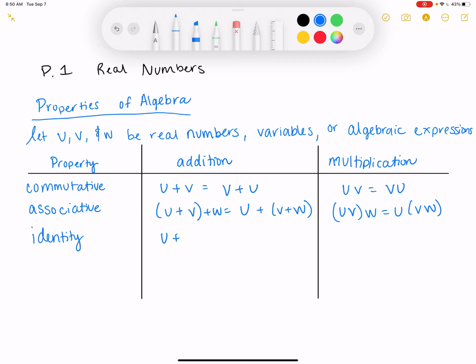So U plus 0 is equal to U, and U times 1 is equal to U. Garrett had to be like, wait, U times 1 is not U. No, I'm just like, why would we need to write that down at any point? Other than literally doing the problems where you have to say what each step is, you won't need it.